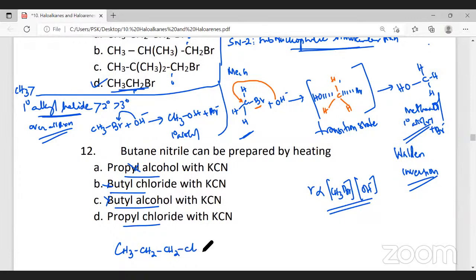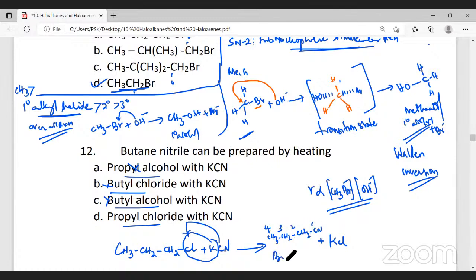So if you take propyl chloride and allow it to react with potassium cyanide, what happens? K and Cl get eliminated as KCl. In place of Cl, cyanide goes. Therefore, you get CH3CH2CH2CN. This will be called butane nitrile. It has 4 carbon atoms with carbon to carbon single bonds, like butane, but it contains a cyanide. Therefore, it is called butane nitrile. Hence, the answer for this question will be option D.